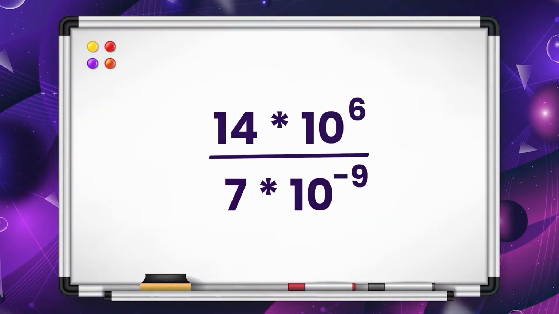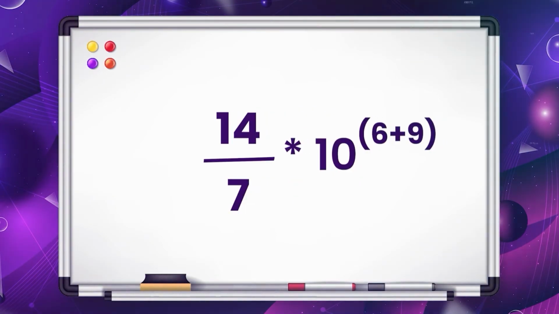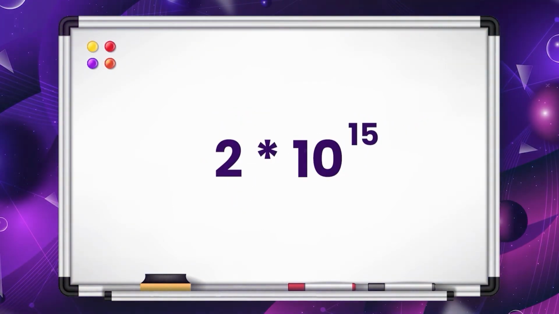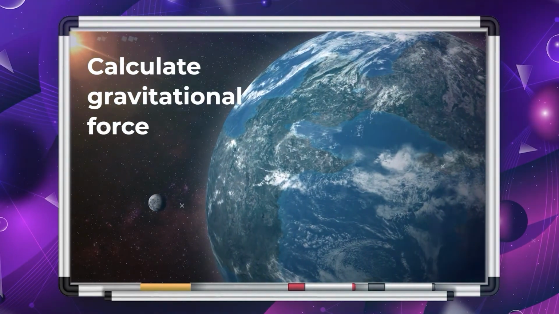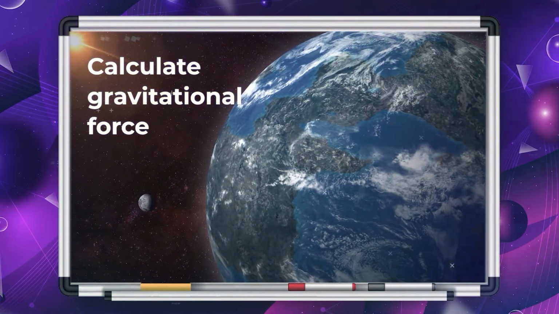So, you can simplify this by dividing the left and right parts separately. If we divide 10 to the 6 and 10 to the minus 9, we get 10 to the 15. Now we can divide 14 and 7 to get 2. Easy, right? In case I didn't convince you with my artificial example, let's take a look at the real-life problem.